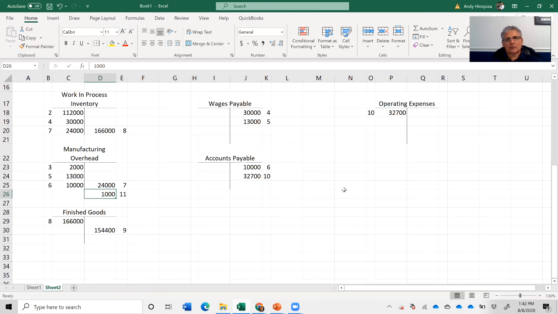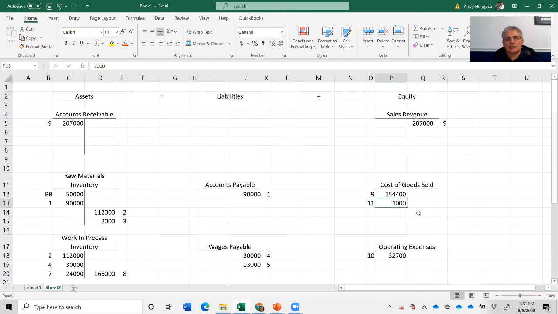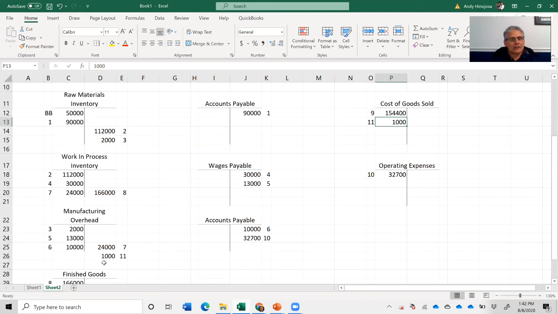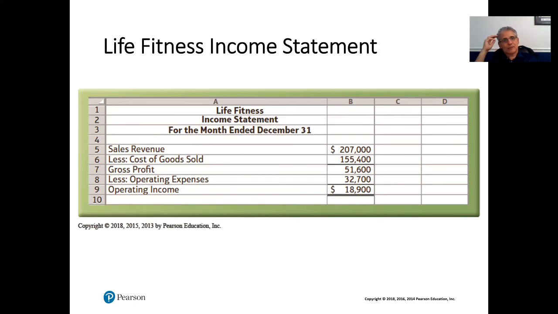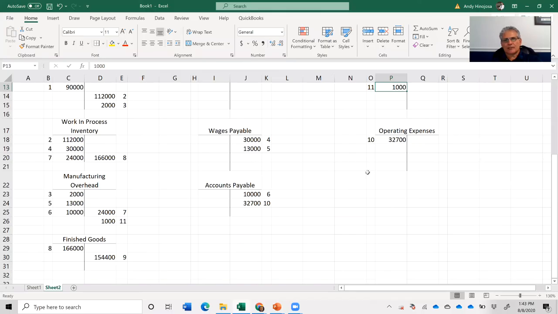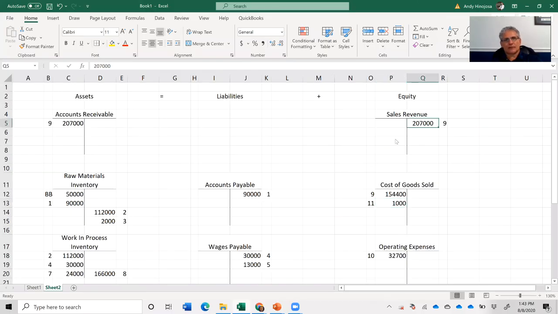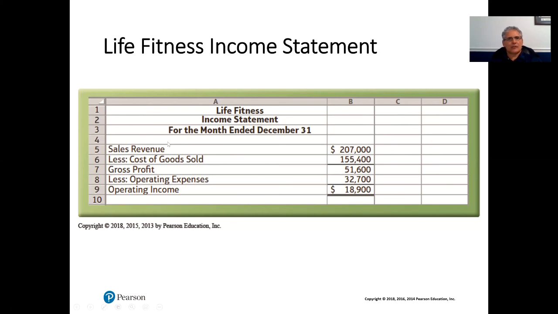We were off by 1,000, but we made that adjustment. We've charged the cost of goods sold that $1,000. That was more cost than what we expected. And now our manufacturing overhead account is 0. So the income statement now will show sales revenue of $207,000. Mind you, all of these transactions were for 1 month. The T account was 207. That's what's going to be listed as sales revenue. The cost of goods sold is $155,400.